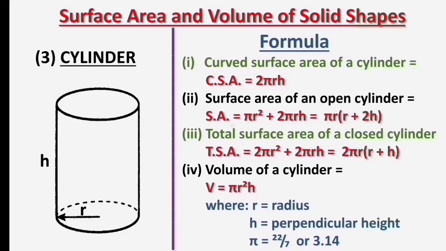For a cylinder, the curved surface area of a cylinder is 2 pi radius height. The surface area of an open cylinder is pi radius squared plus 2 pi radius height, which we factorize into pi radius into radius plus 2 height. The total surface area of a closed cylinder is 2 pi radius squared plus 2 pi radius height, which we factorize into 2 pi radius bracket radius plus the height, while the volume of a cylinder is pi radius squared height.